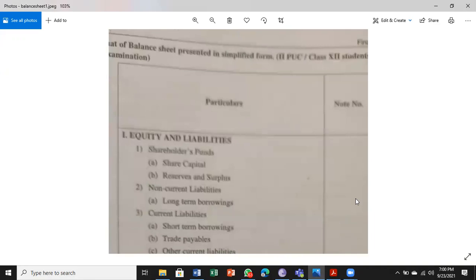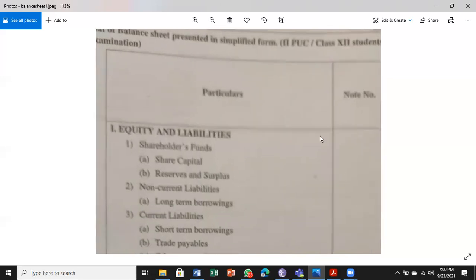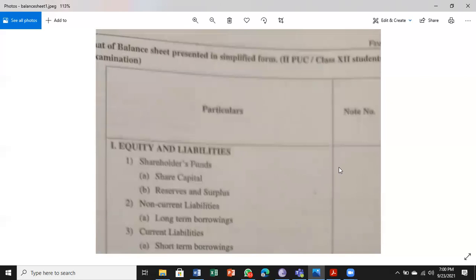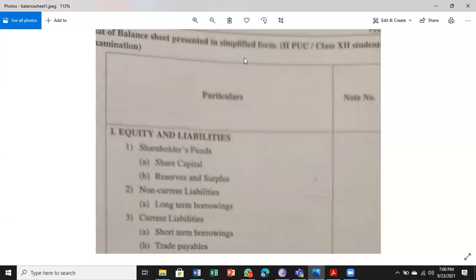So, if you look at the reality, part one is balance sheet and part two is income statement. So don't get confused. While working, we work income statement as a first part and balance sheet as a second part. So here goes the format for you for PUC. Okay, so this is a balance sheet.